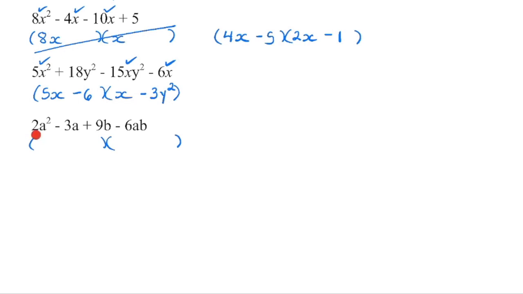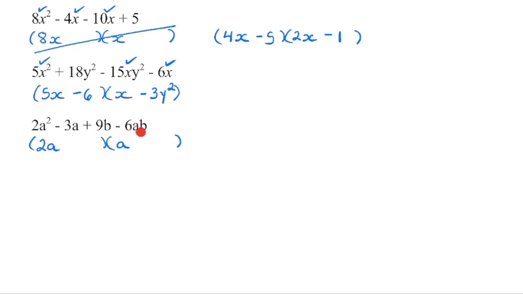My squared term is first. So what times what gets us to 2a? Well, 2 is a prime number. So I know that I have to have a 2 times a 1. And I'm also going to have a and a. I'm not going to leave this as a squared because I can see that there's no other term with an a squared here. So I'm going to have to split up those a's. And then 2 is not going to be a factor of 3 or 9.